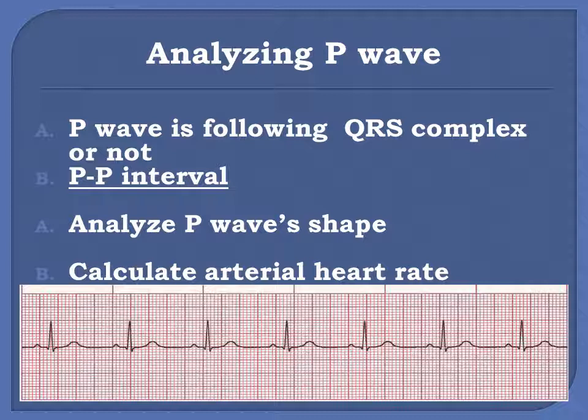Next, analyze the shape of the P wave. Find out if it is normal or abnormal. You know that a P wave is normally upright, rounded and uniform. Look for its abnormal shape or location in the rhythm strip. For example, in this strip, the P wave is upright, rounded and uniform, which means the P wave in this rhythm strip has normal characteristics.